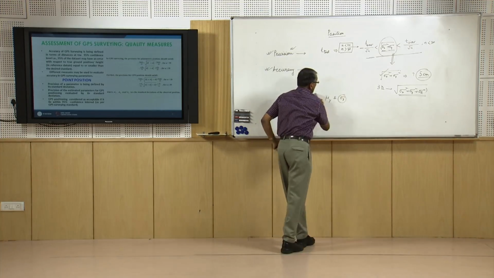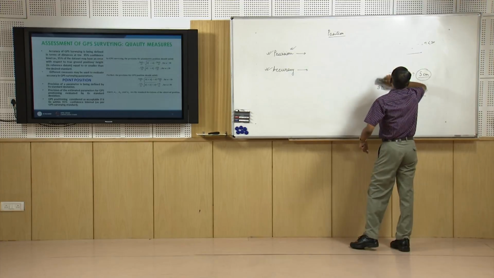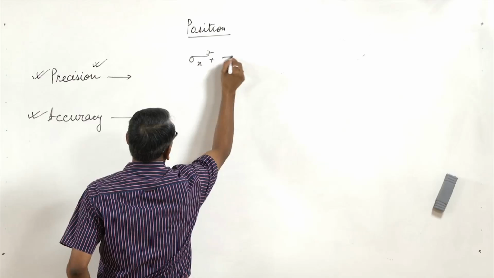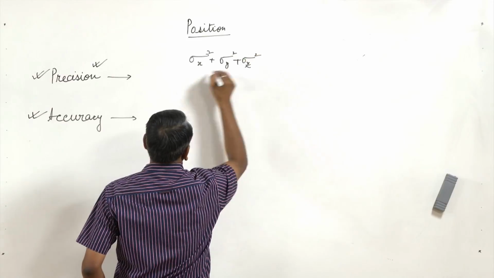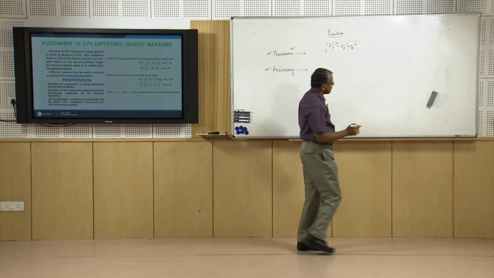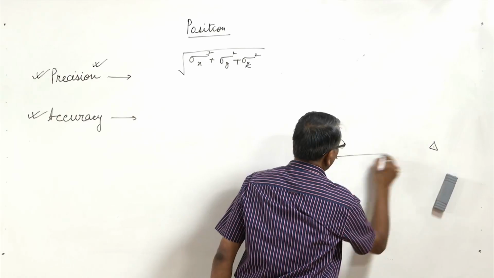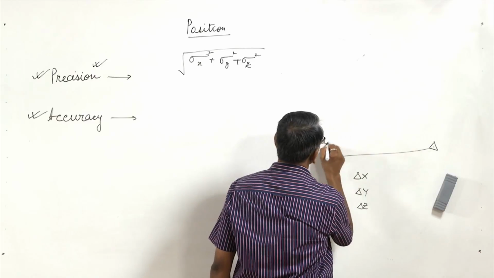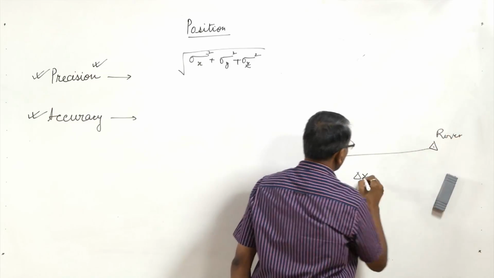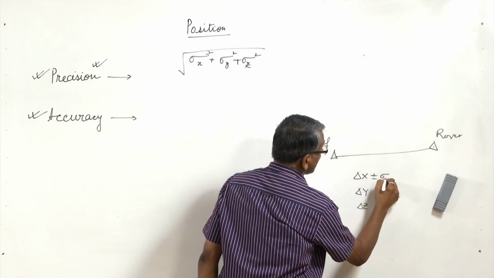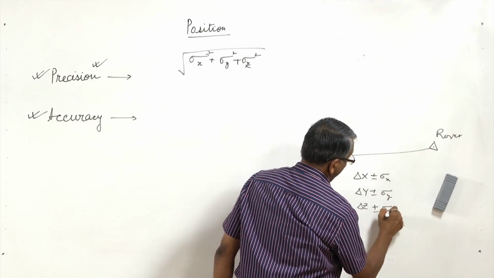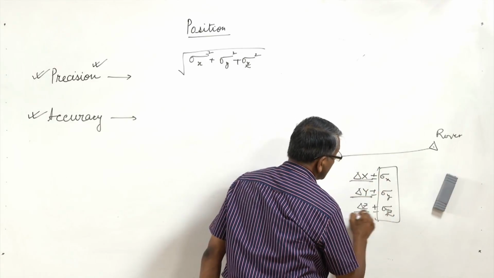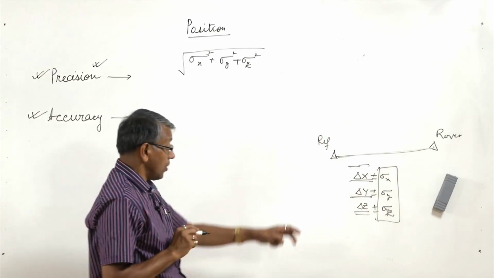Now in case of baseline, we find out the values sigma x square, sigma y square, sigma z square. As we know, when we go for GPS surveying for a baseline, we will get del x, del y, del z, that means if this is the reference and this is the rover, with respect to the baseline we will get these, along with the standard deviations of the parameters del x, del y, del z with respect to the baseline.